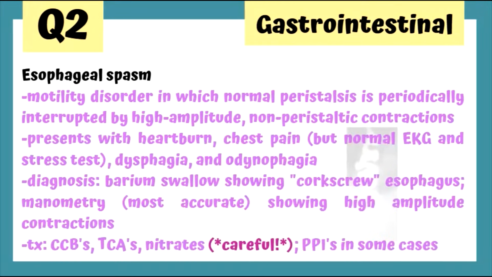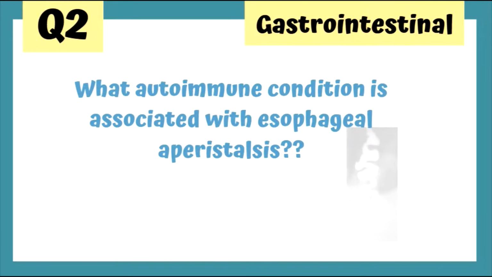Esophageal spasm is a motility disorder in which peristalsis is periodically interrupted by high-amplitude, non-peristaltic contractions, and patients present with heartburn, chest pain, but a normal EKG and stress test, dysphagia, and odynophagia, and treatment is with calcium channel blockers, TCAs, nitrates, I wrote careful over here, and you'll see later on in the video why, and PPIs in some cases. What autoimmune condition, by the way, is associated with esophageal aperistalsis?